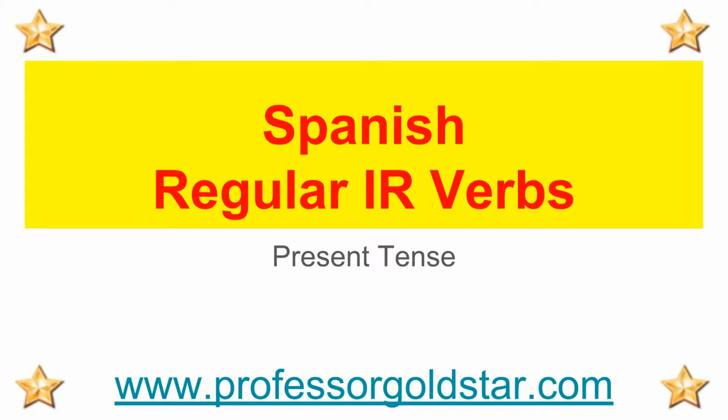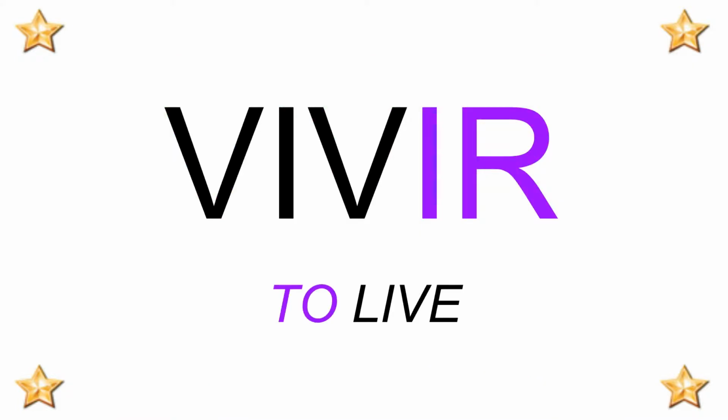Today we're looking at Spanish regular IR verbs in the present tense. We're going to go through how to conjugate these verbs. We're going to focus on vivir, which is the verb to live. This is the infinitive form of the verb, and it's the form of the verb you will find if you look up live in a dictionary.